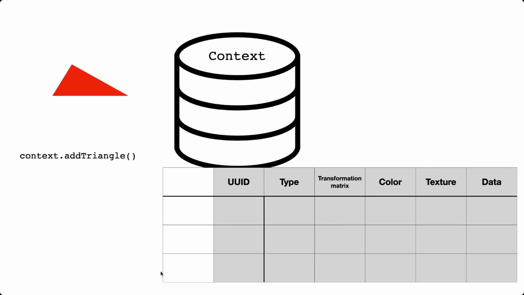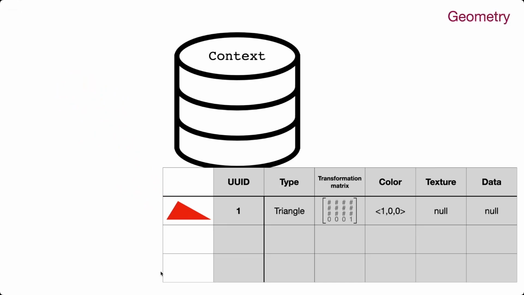So if we were to go ahead and add a triangle to the context using the add triangle method, essentially what it would do is add that to our data table, and it's going to automatically assign it a UUID, or a unique identifier, that we can use to reference it later. It's going to assign all of these data types. In this case, it's a triangle.